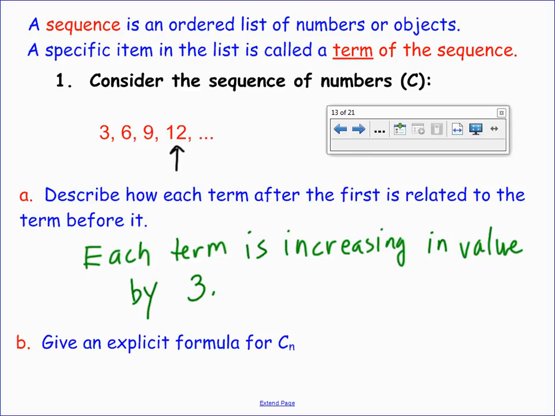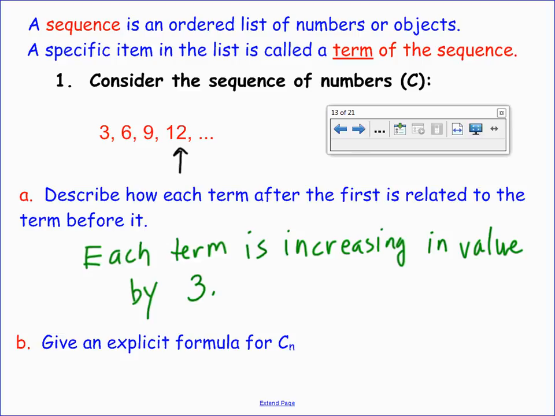Let's go ahead and give an explicit formula for C sub n. An explicit formula, right, is a fancy name for a rule that gives us the value of the nth term. In other words, if I wanted to know the value of my third term, when n equals 3, and I plug it into my explicit formula, it should spit out 9. If I wanted to know my value of the fourth term, that is when n equals 4, when I put in 4 for n in my formula, it should spit out 12.